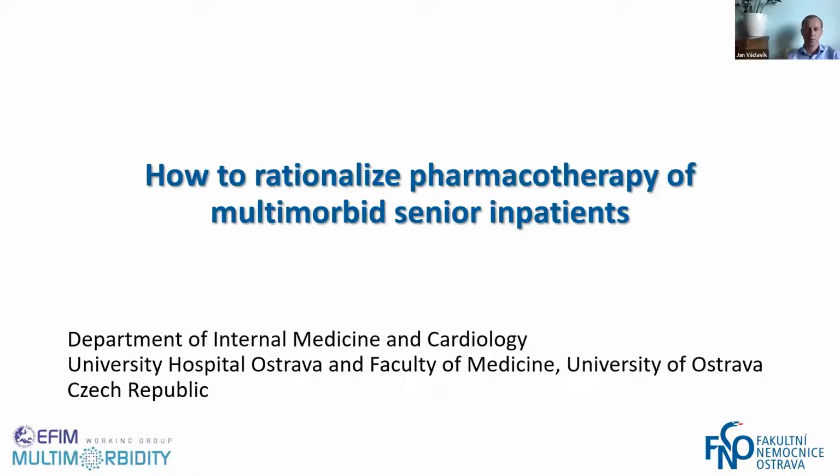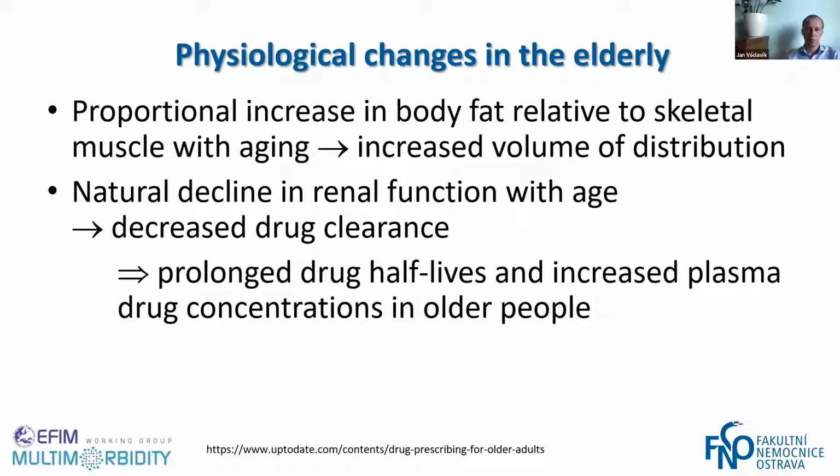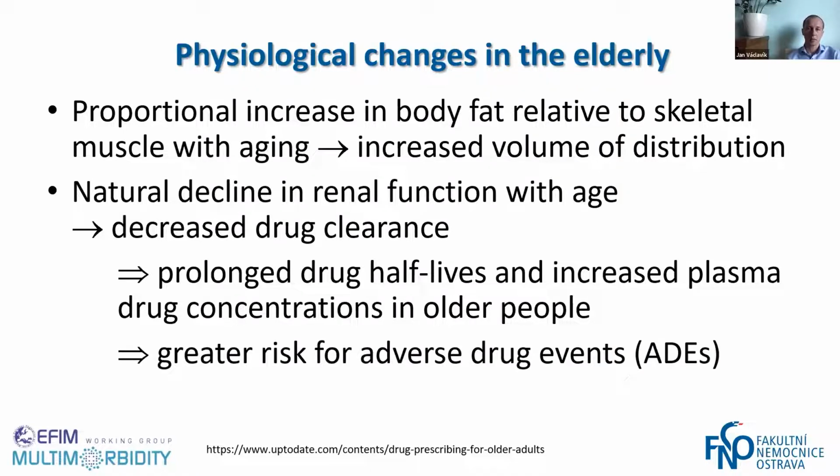So now let's have a look at what to do with our inpatients in our everyday practice. In the elderly, we see some physiological changes. They increase in body fat, they lose skeletal muscle, and thus have increased volume of distribution. We also see a decline in renal function, whether or not they have renal insufficiency. So those patients have decreased drug clearance. The consequences are that drug half-lives are prolonged and drugs achieve a higher plasma concentration in older people. These old people also have greater risk for adverse drug events.